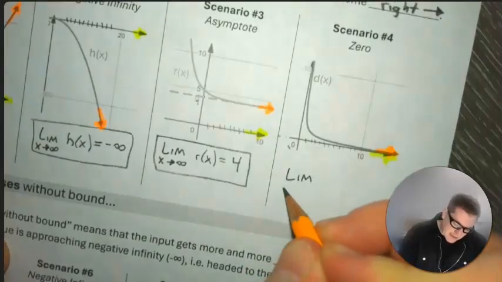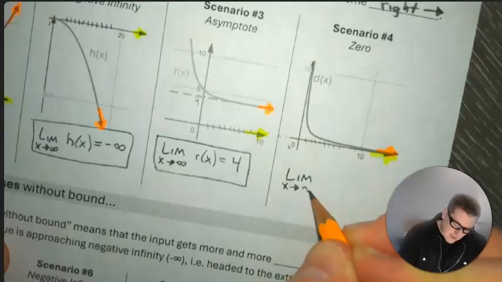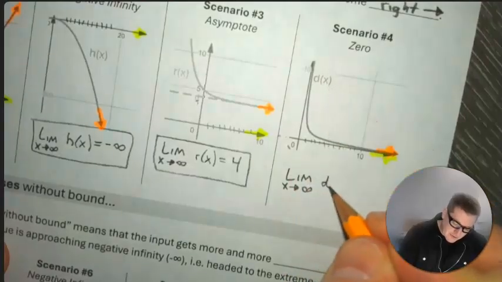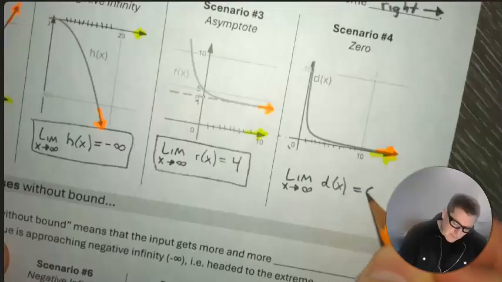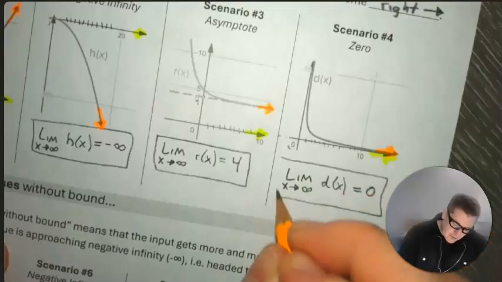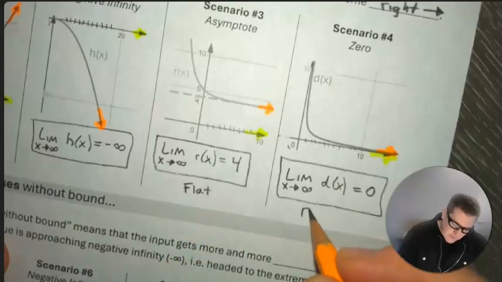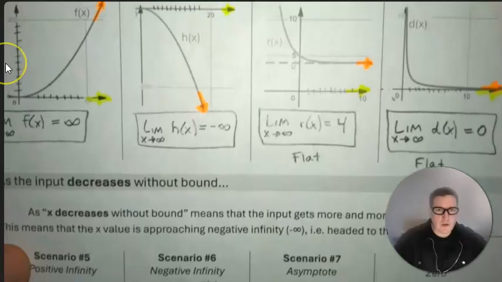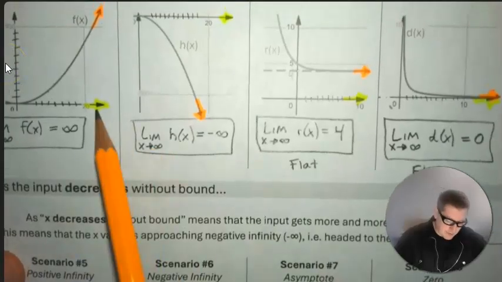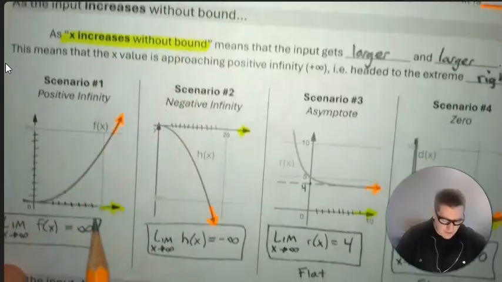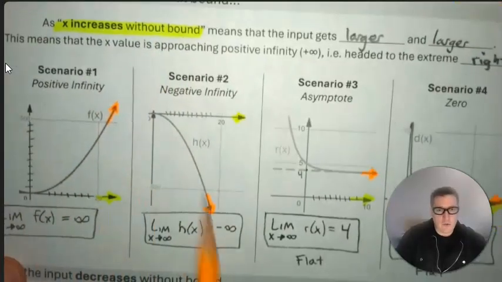So my limit as x approaches infinity of, what am I writing here? The name of the function d of x is 0. Okay. So these are when they become flat. I'm going to write that note on the side here. So when the lines become flat. So in all 4 of these examples, my x's were increasing without bound, meaning I was going to the far right of the graph. What if we look on the other end of the graph?